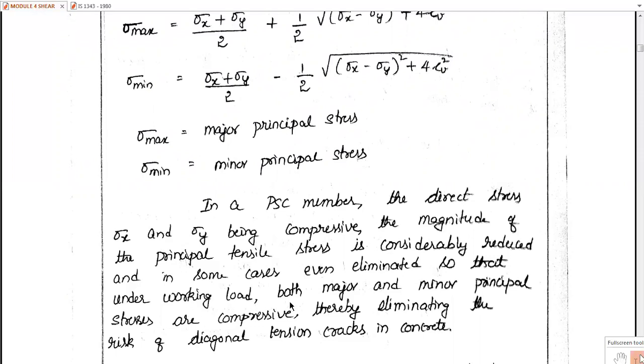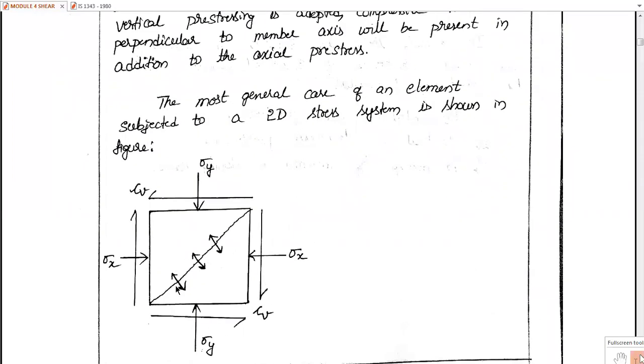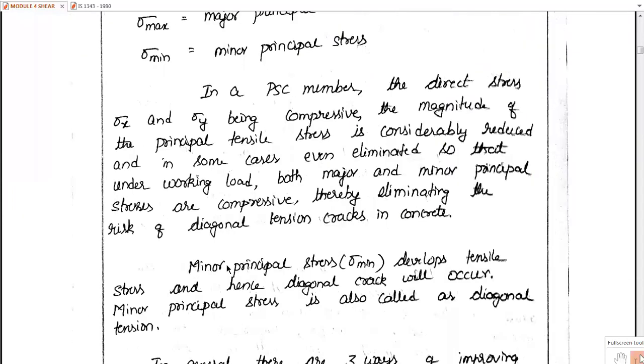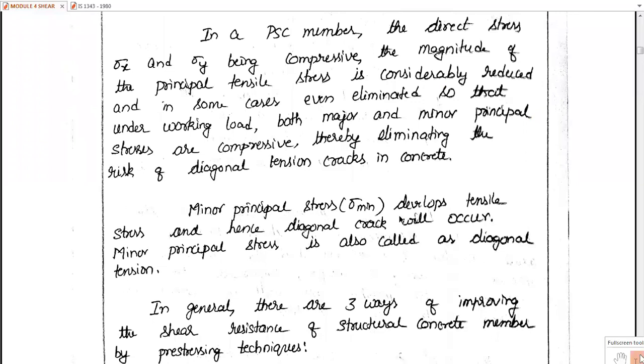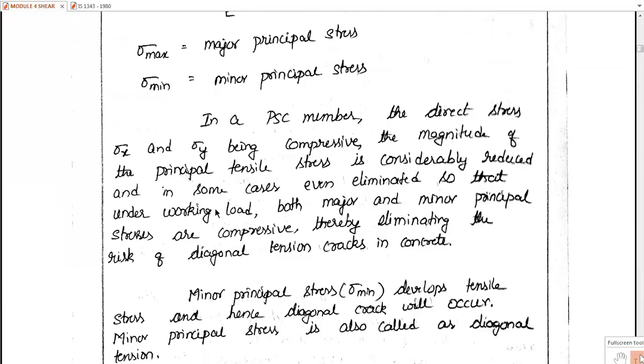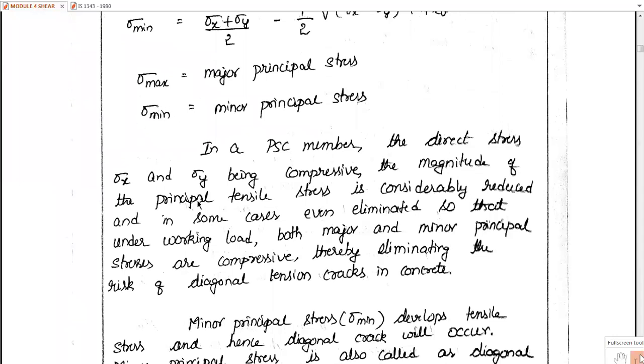Under working conditions, both major and minor principal stresses are compressive, thereby eliminating the risk of diagonal tension cracks in the concrete. Here we can see the diagonal tension cracks in the concrete. Now, if the minor principal stress develops tensile stress, then a diagonal crack will occur. Minor principal stress, sigma minimum, is also called diagonal tension.